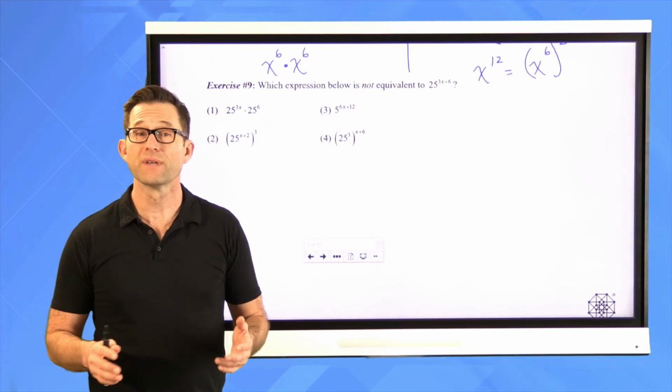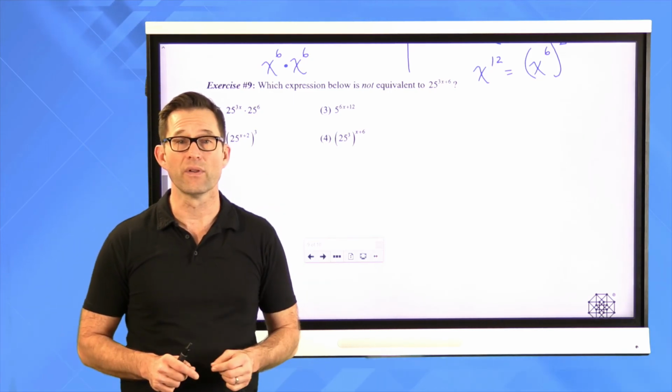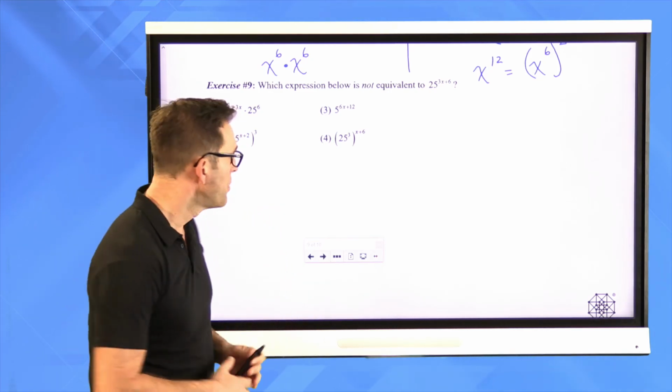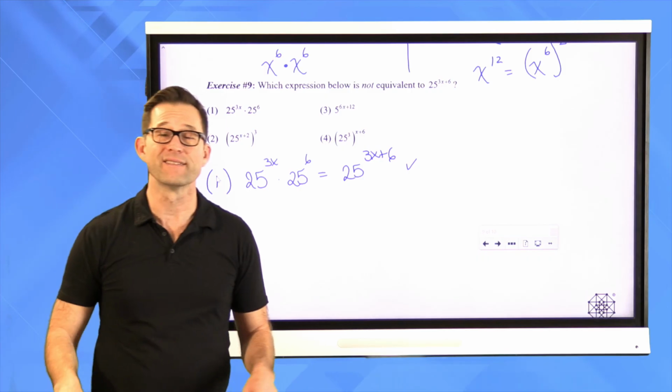All right, well, some of them are very straightforward, and really the one that is not equivalent is pretty straightforward. But let's just take a look at some of these. Like, for instance, choice 1, right? 25 to the 3x times 25 to the 6th. Well, our first exponent law would say that that's 25 to the 3x plus 6. So that's equivalent. Now remember, I'm looking for the one that's not equivalent.